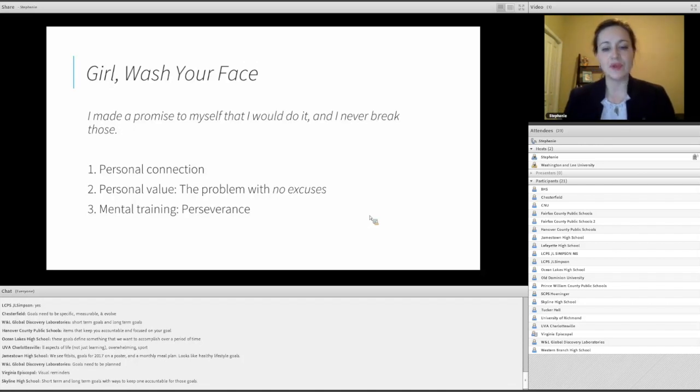What we see with her mindset is it's really mastery focused. She has a very personal connection to the goal. She doesn't think of achieving goals as enduring against challenges that exist, but rather as a progress forward. And she trains herself to persevere even when things are frustrating.